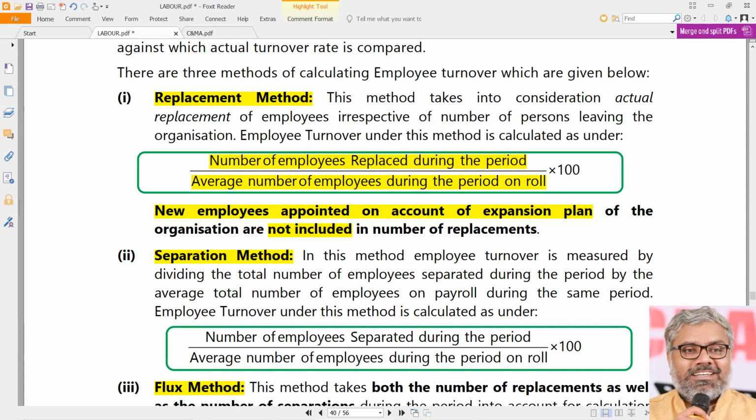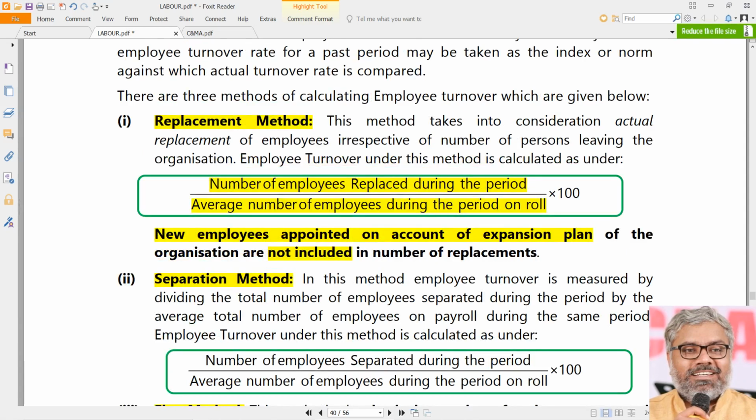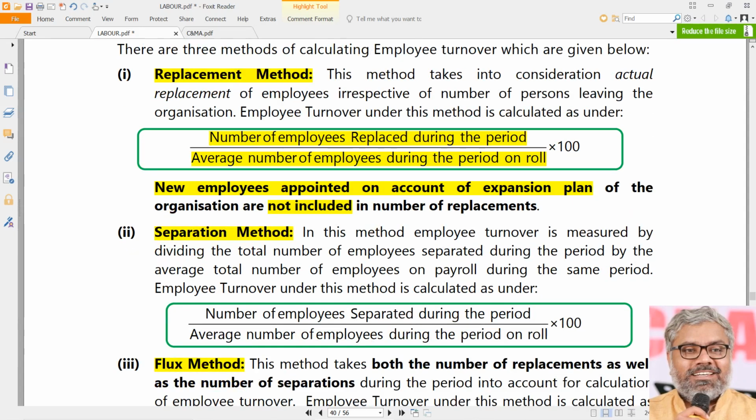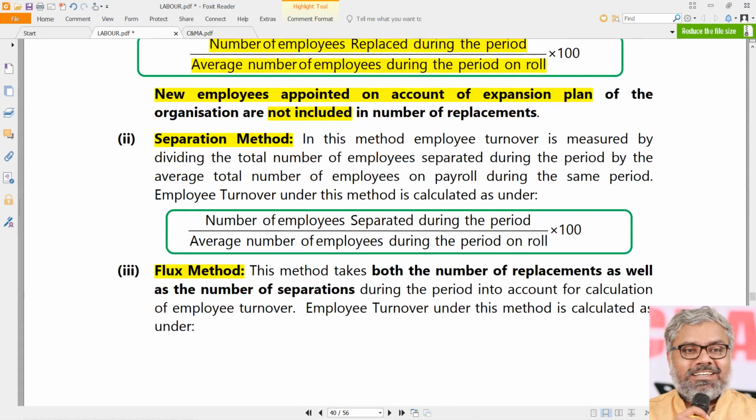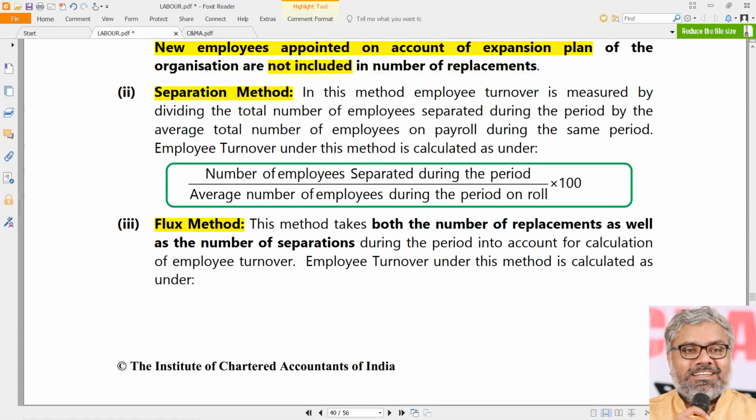So here what we take is only the people who are replaced. It means people who have gone out and people who have come in their place. That is what is number of replacements during the period. That is in the numerator. That is a fact, should be given in the question. Divided by average number of employees during the period. Multiply with 100. That is the labor turnover calculation by using replacement method. That is one method. Not that it is super and it is the only method. It is one of the methods. Like this, another type of method can also be used.